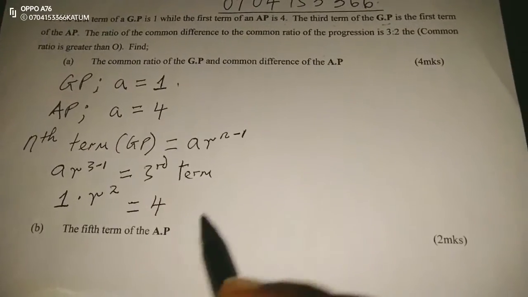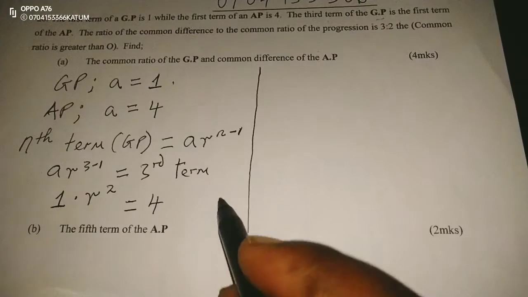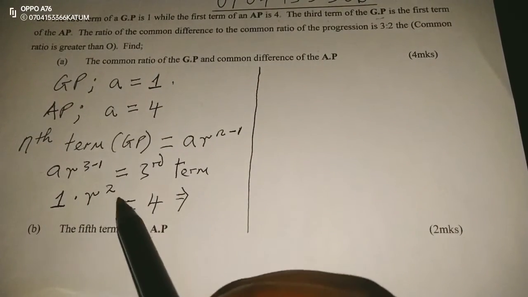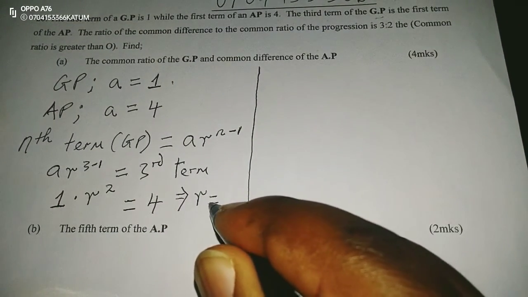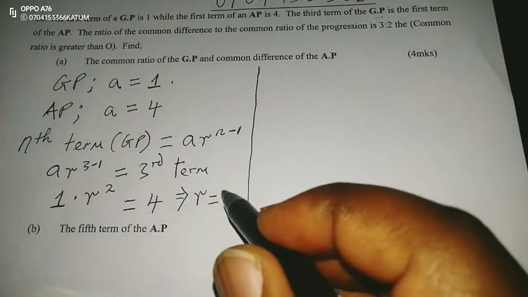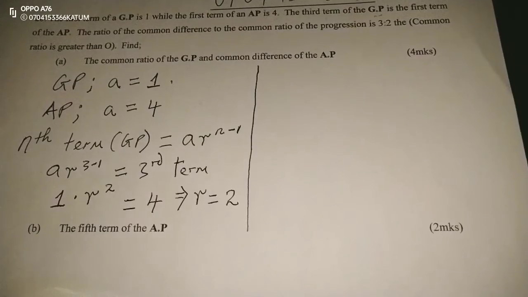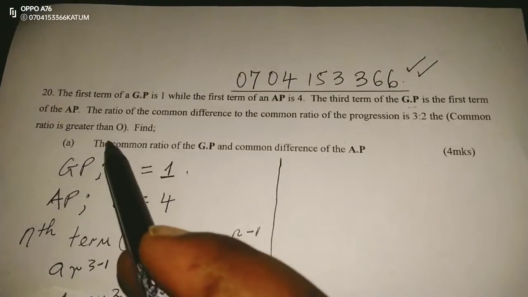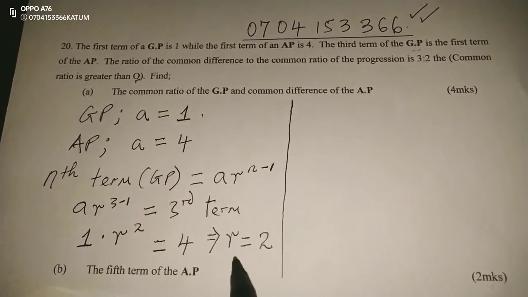And that said, we can also conclude that if r squared times 1 equals 4, then the value of r is the square root of 4, which is either plus or minus 2. But we are going to stick to 2 alone, not minus 2, because it has been indicated that the common ratio is greater than 0. So we eliminate negative 2. So the only option for the common ratio now becomes 2.